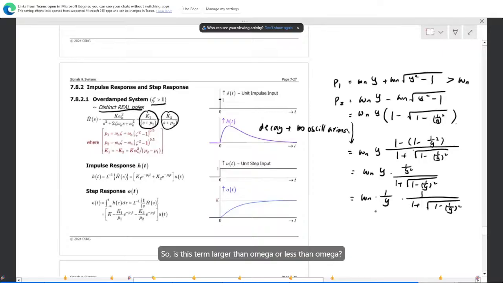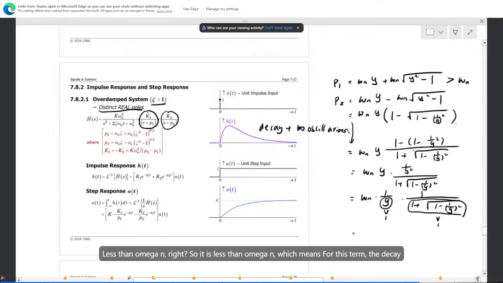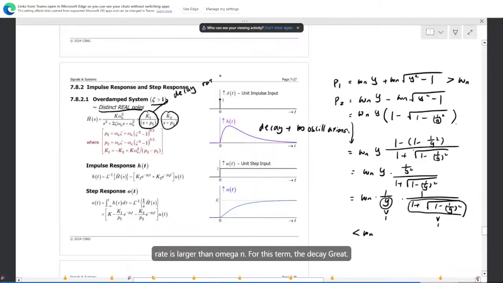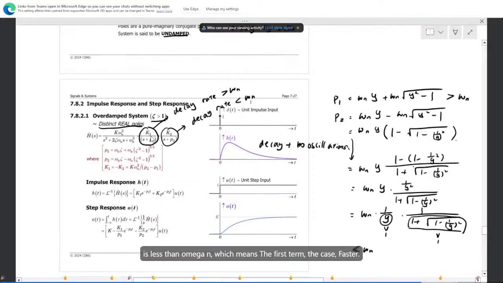So is this term larger than omega n or less than omega n? We know that theta is larger than 1, and this term is also larger than 1. So the whole term will be less than omega n. So it is less than omega n, which means for this term, the decay rate is larger than omega n. For this term, the decay rate is less than omega n, which means the first term decays faster. The second term decays slower, right?